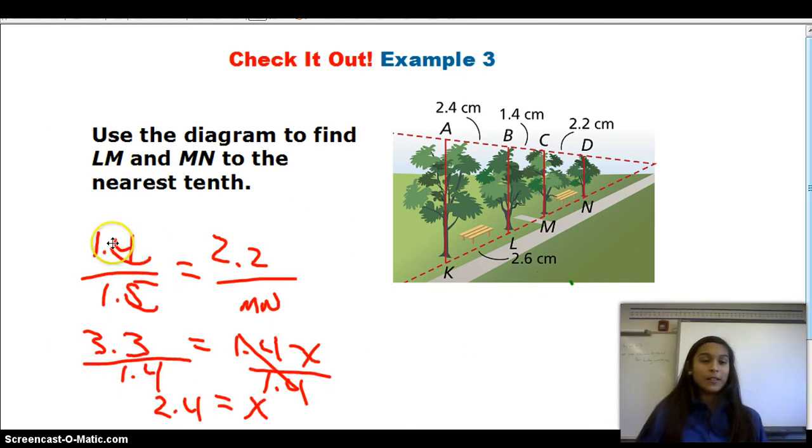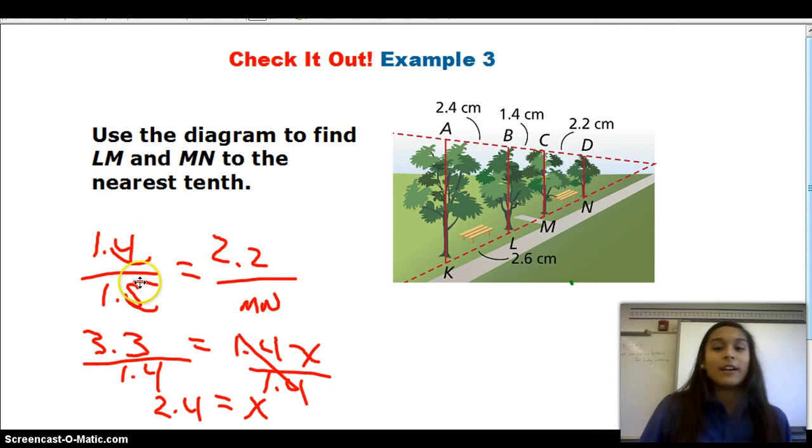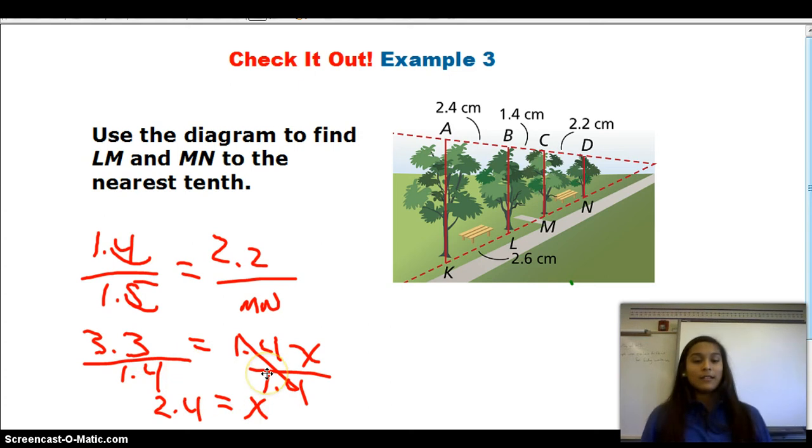So I took 1.4 and put it over 1.5, which we just found, and that equals 2.2 over MN, which is what we are finding. And then it's 3.3 equals 1.4x. You get the cross products, and then you divide by 1.4, and you get 2.4 equals x. So MN is x in your video.